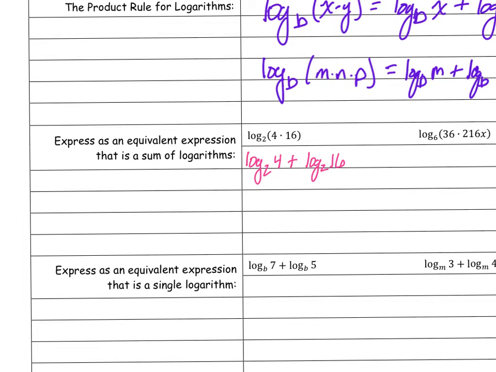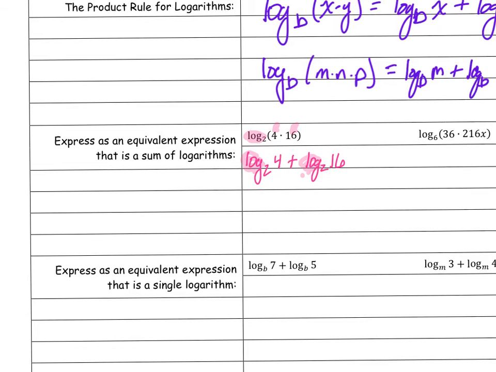Make sure, I just want to reiterate this, if it's times, it has one logarithm. When it's plus, it has however many things I multiplied together. Since I have 2 things multiplied together here, I have 2 logarithms. Okay? So let's go ahead and move to the next one.